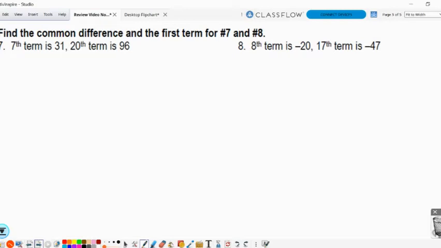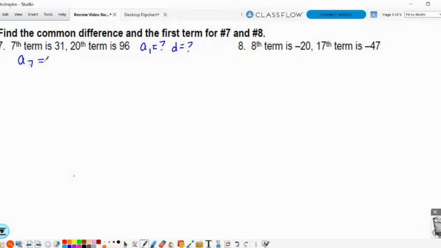In questions 7 and 8, we're to find the common difference and the first term. So those are two unknowns, which means our approach can either be to use a system or to use slope. I'm going to solve these with slope.